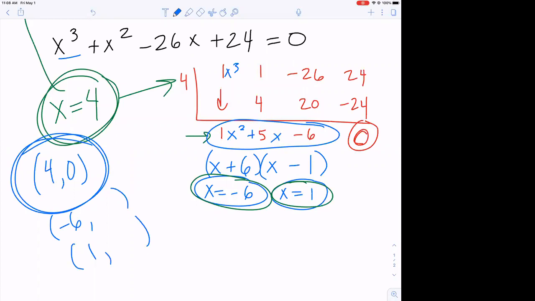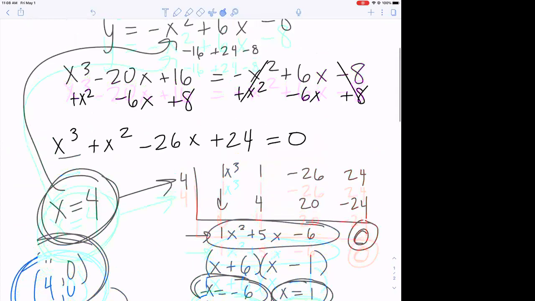So this is saying that this parabola and cubic meet at 3 different spots, which is probably believable, right? The cubic does a little squiggly thing. But let's go back up here and plug them in.